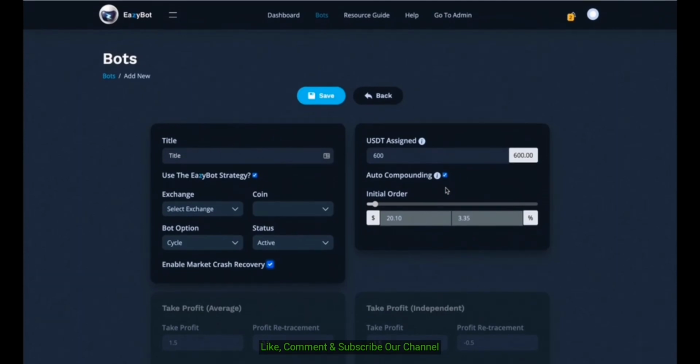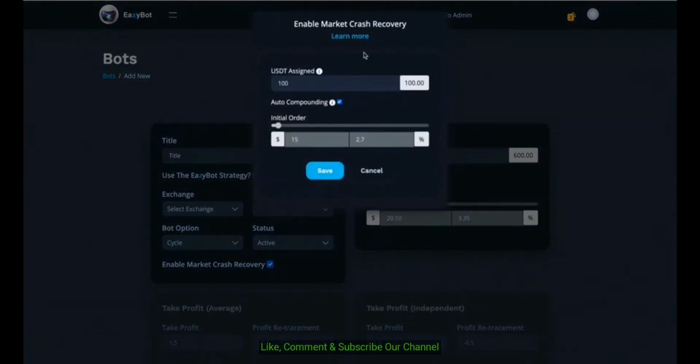What is market crash recovery? Helps you stay in profit even in the most severe trading situations. How do I use it? How do I set it up? You simply check this box, decide what you want to assign in USDT, and hit save.